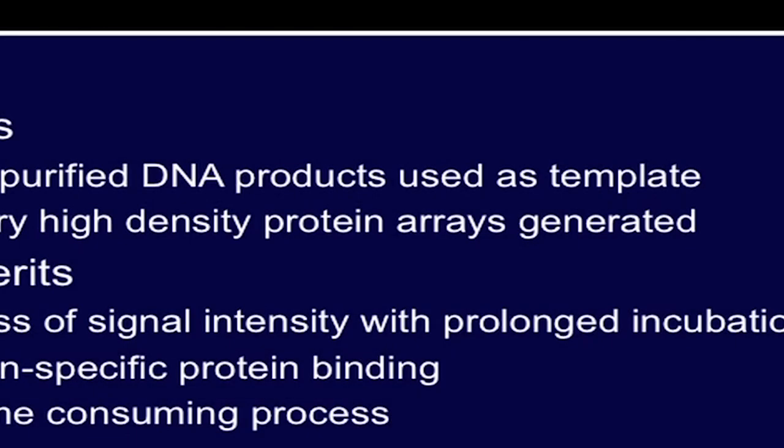There are various merits and demerits of using MIST technology. It allows unpurified DNA products to be used as template source, which is not the case in NAPA. In this method, very high density protein arrays can be generated because the spot chemistry is not very complicated. The limitations of this technique are loss of signal intensity with prolonged incubation time of the arrays. Since even the cell-free expression system is printed on top of the arrays, stability could be one of the major issues. The non-specific protein binding as well as the overall process being more time consuming are some of the limitations of MIST technique.